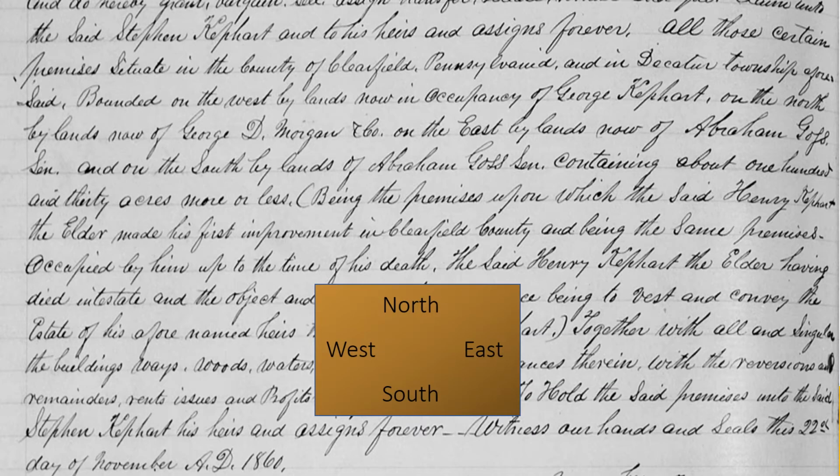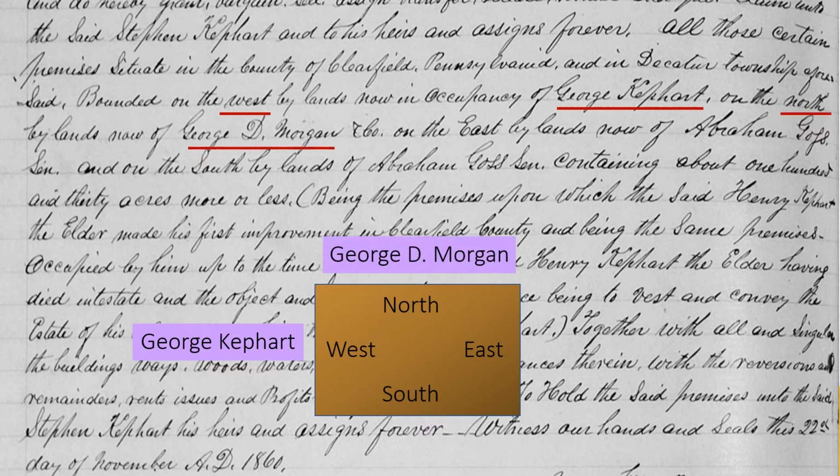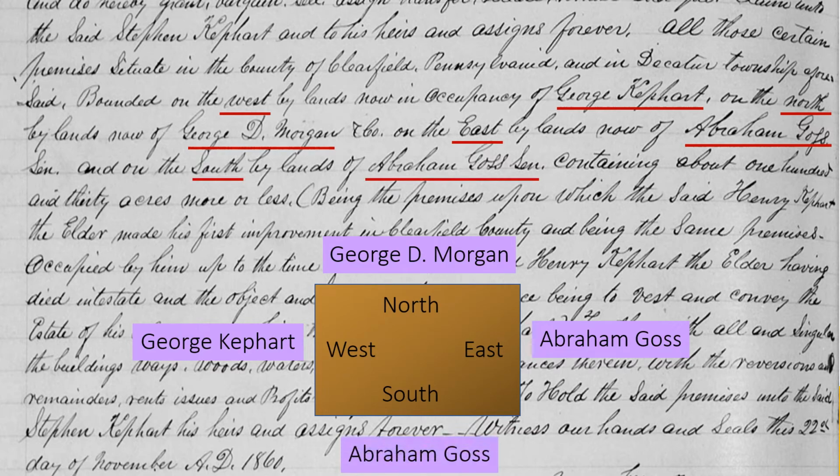In this land deed for Stephen Kephart, it names all of the neighbors. On the west is George Kephart. On the north is George D. Morgan. On the east is Abraham Goss. On the south is Abraham Goss. George Kephart is Stephen's brother. He is also related to Abraham Goss.